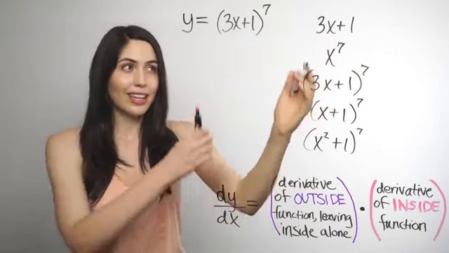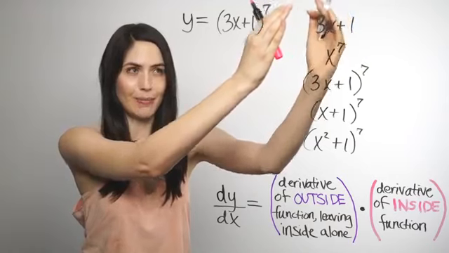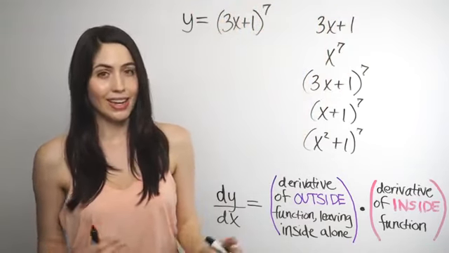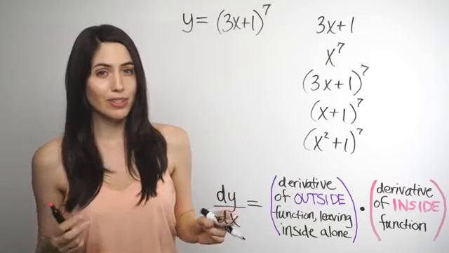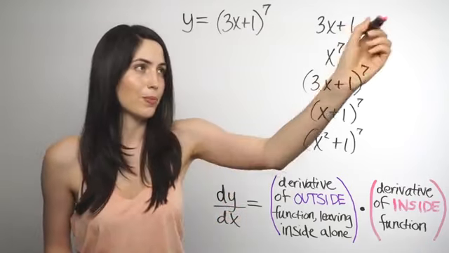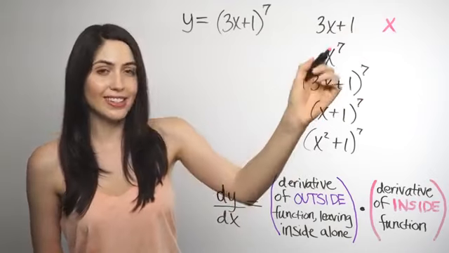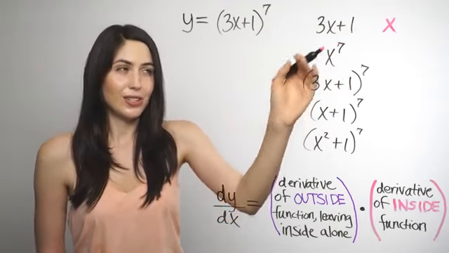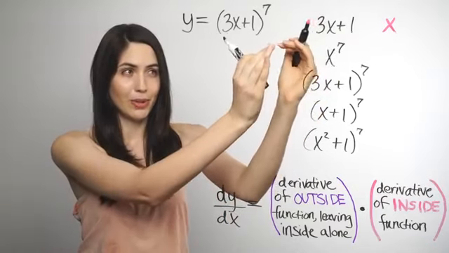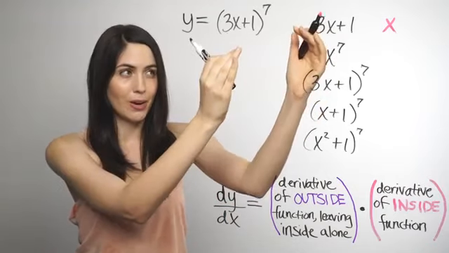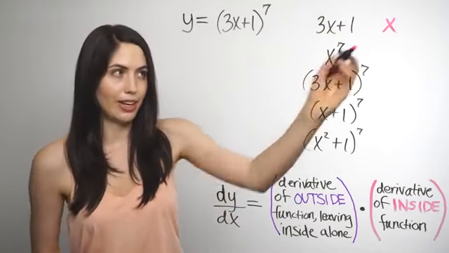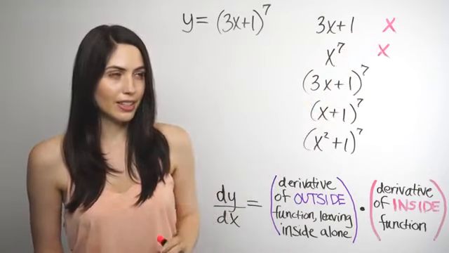No, because that 3x plus 1 is not inside some outer function. So you don't need the chain rule because it is not a composite function or composition of functions, so no. What about x to the 7th power? You do not need the chain rule because it's just x to the 7th power. If you had something in parentheses more than x raised to the 7th power, you would. But as it stands, it would just be overkill. Do not need the chain rule.